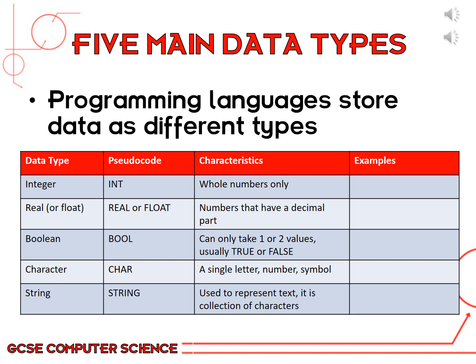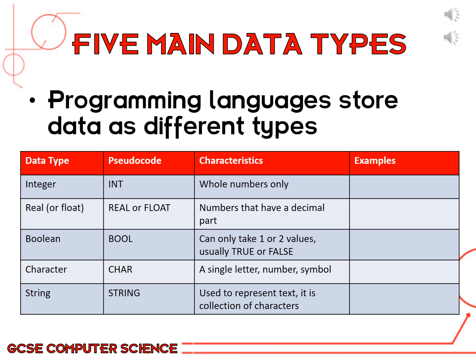Your characteristics, so this is a description of what you would use those data types for. So integer, you've probably done this in maths at some point, but an integer is a whole number. A real or a float is a number that's got a decimal point at some point in the number. A Boolean is either true or false, yes or no, 1 or 0, so something that's only got 2 values.